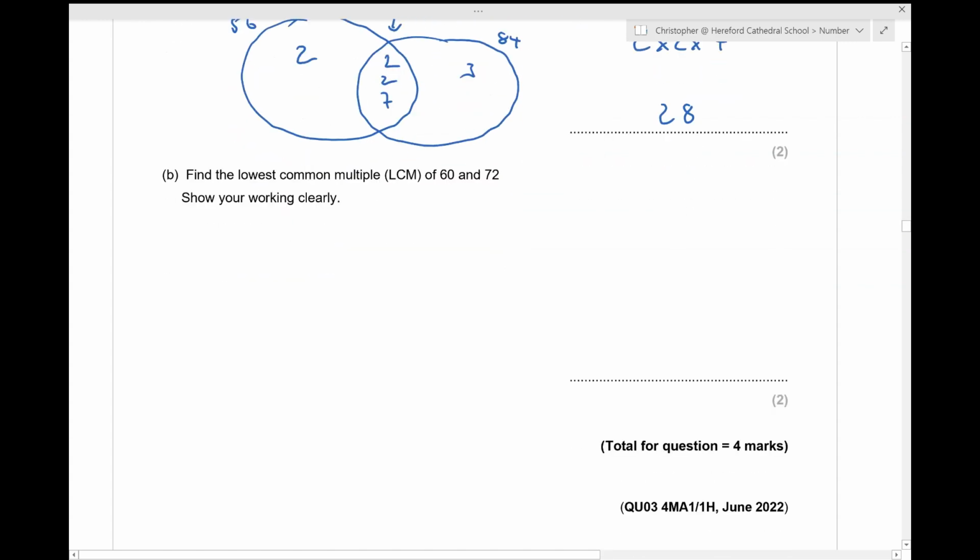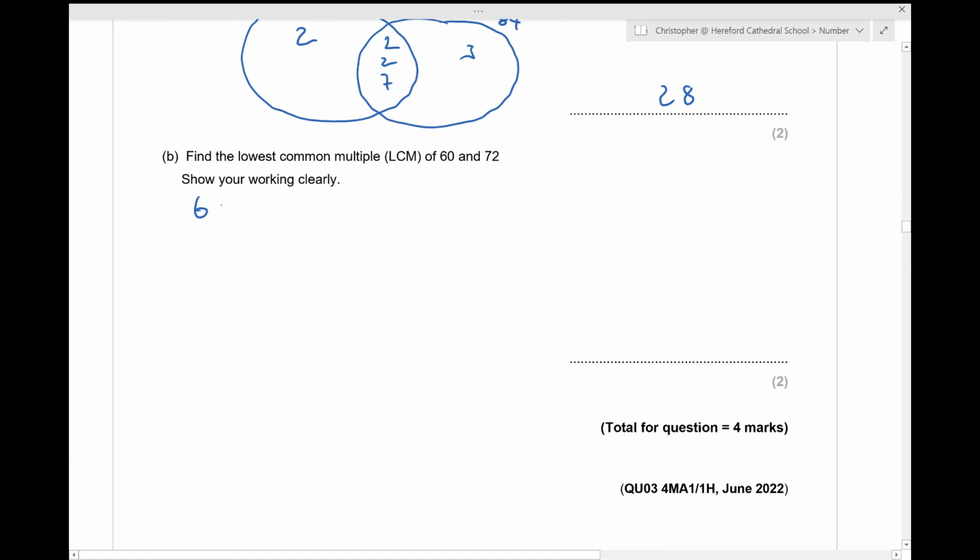Part B, the lowest common multiple of 60 and 72. Well, 60 is 2 times 2 times 3 times 5.